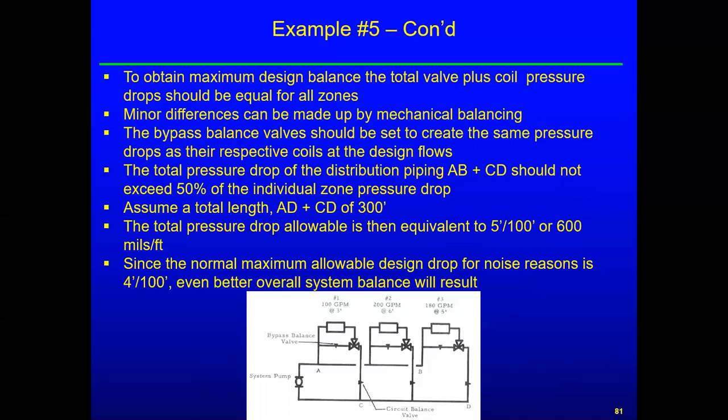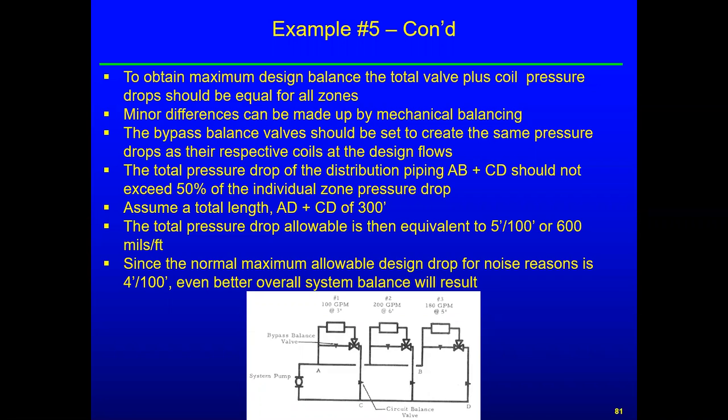So to obtain maximum design balance, the total valve plus coil pressure drop should be equal for all zones. Minor differences can be made up by mechanical balancing. Bypass valve should be set to create the same pressure drops as their respective coils at the design flows. Total pressure drop of the distribution piping, AB plus CD in this example, should not exceed 50% of the individual zone pressure drops.